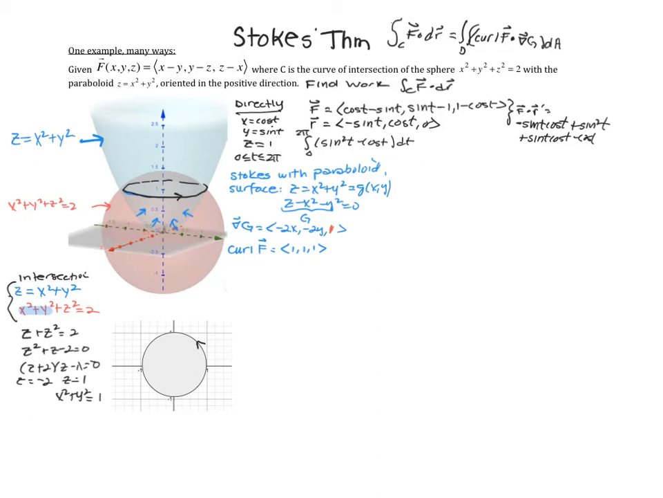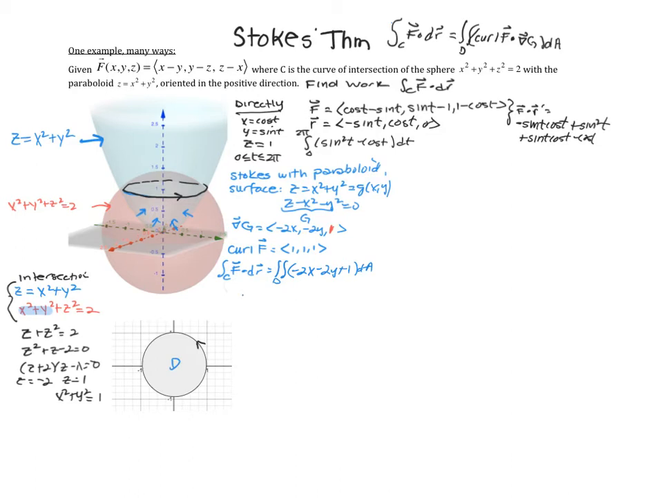So the work is the flux of the curl. So we're going to dot the curl with the gradient of g. And so that's going to be minus 2x minus 2y plus 1 dA, where this is our D.